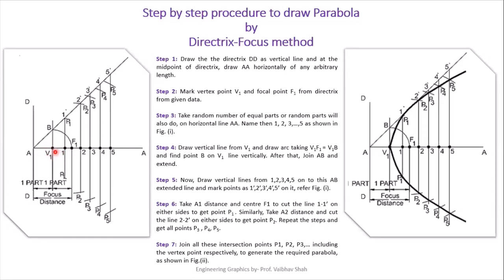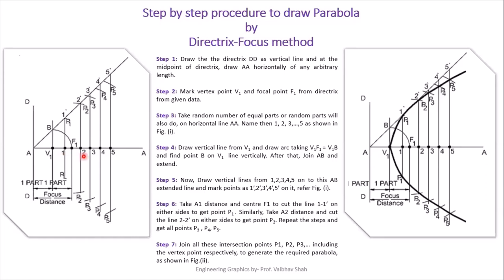So after locating this V1, we have to draw one vertical arbitrary line, and we have to take our rounder, put your rounder at V1 point and take the radius equal to V1 till F1 and draw one quarter circular arc to intersect this vertical line at point B. After getting this point B, just connect this point B with point A and extend this line in the rightward direction.